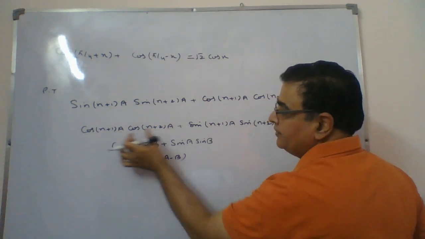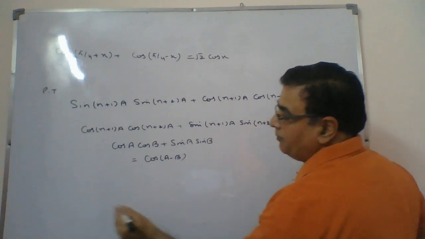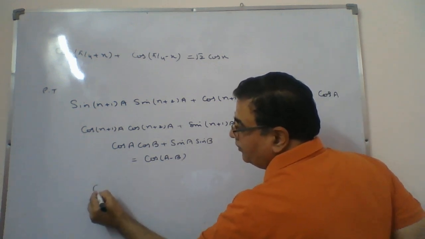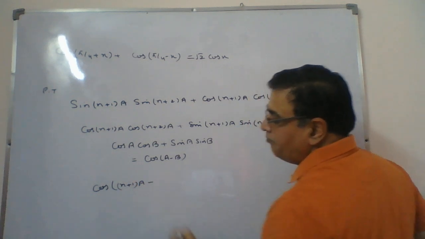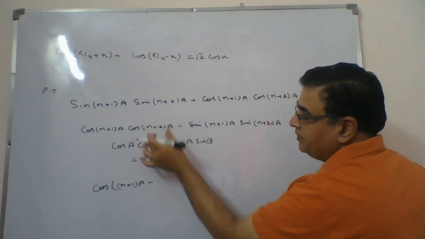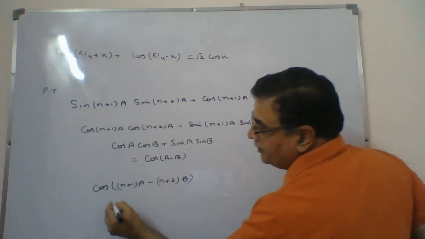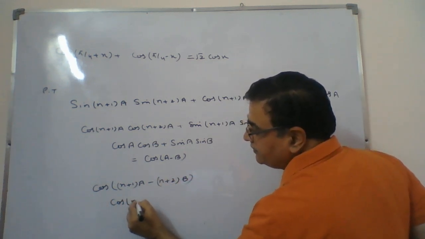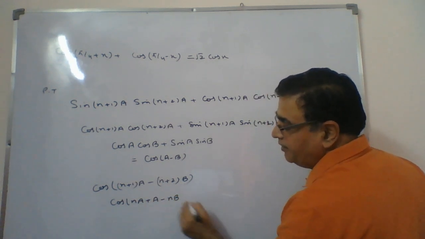So I am using this formula now. This will be A, this will be B. So cos A cos B plus sin A sin B. So apply this formula now. What it will come out to be: cos(A minus B). A means (n+1)A, B means (n+2)A. Now when you solve it, it will come out to be cos(nA plus A minus nB.